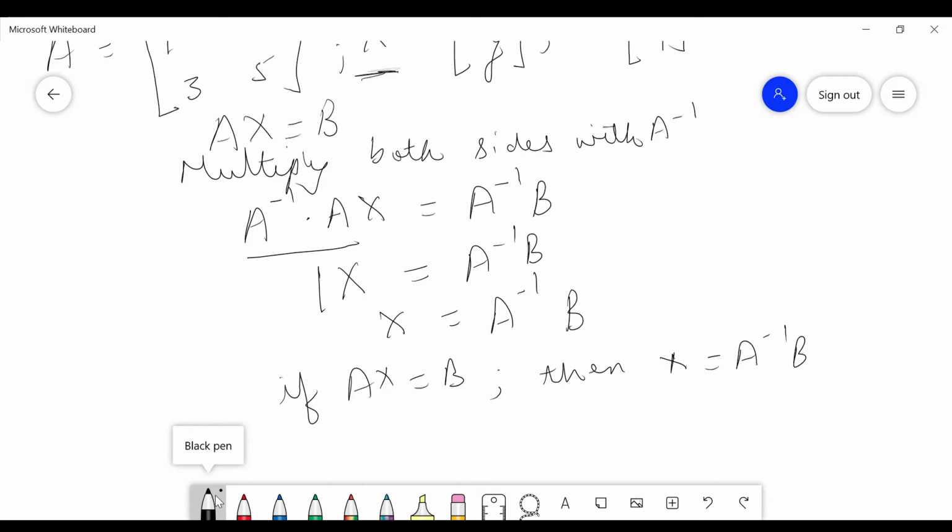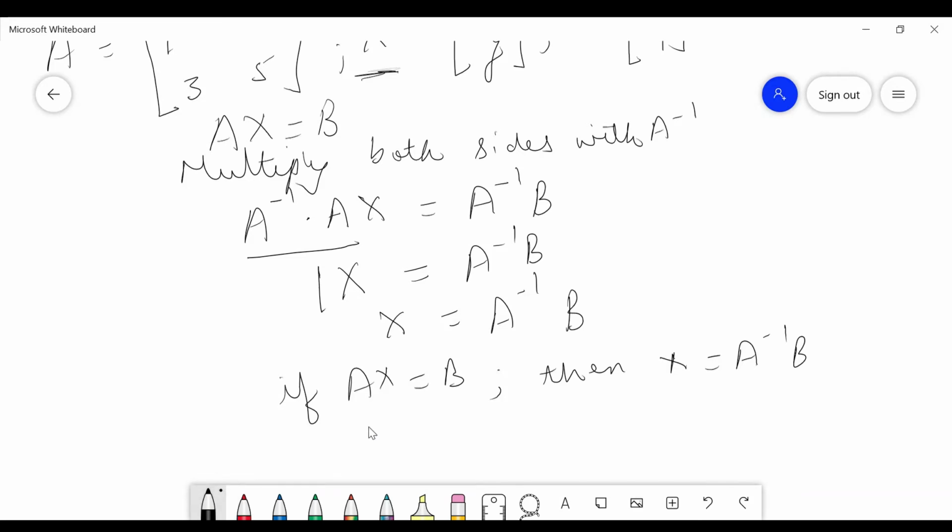This result gives us a method of solving simultaneous equations. All we need to do is write them in matrix form, calculate the inverse of the matrix of coefficients, and finally perform a matrix multiplication. So the point here is how we will do this.